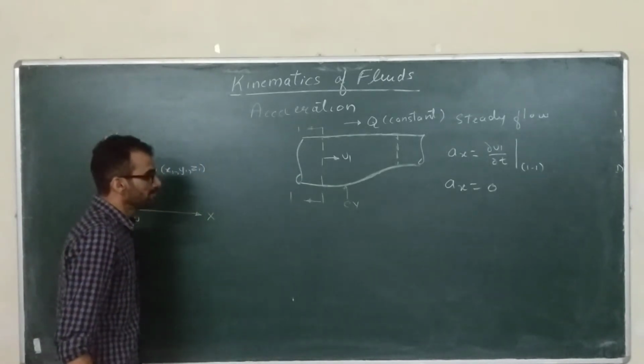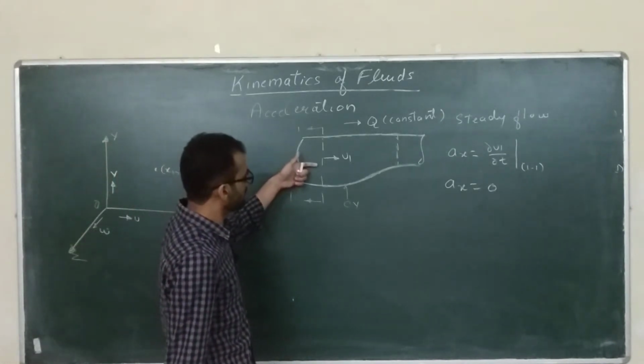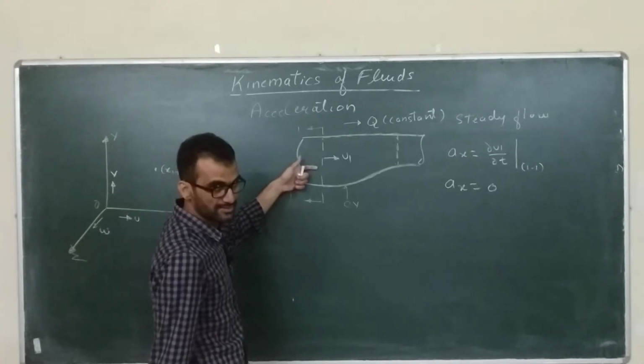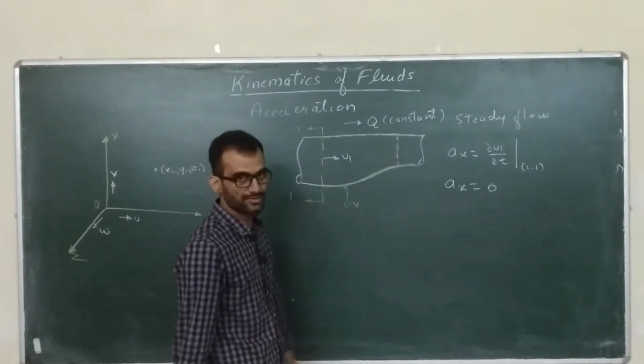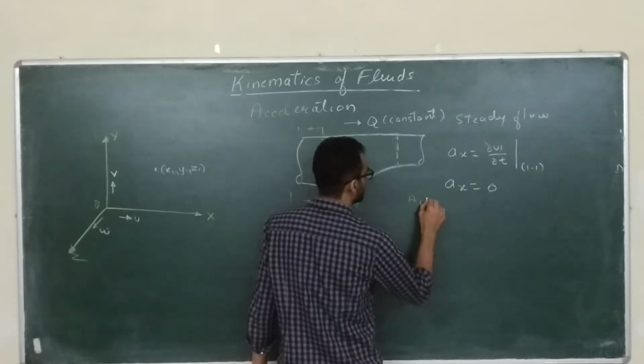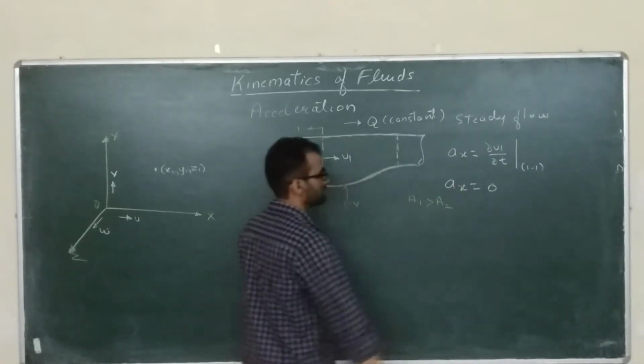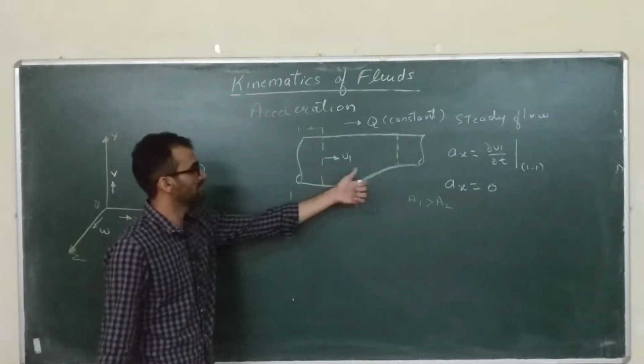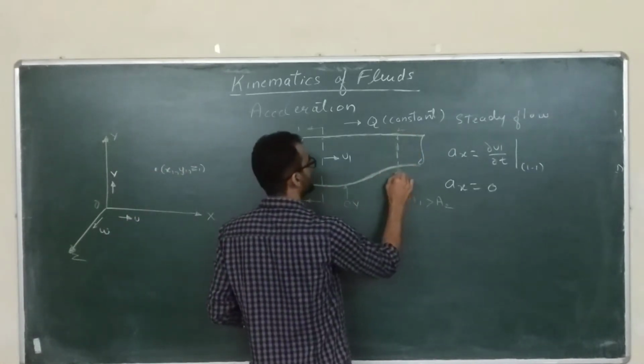Now see, here the area of flow is large, and here the area of flow is less. So A1 is greater than A2. The flow area at A1 is greater than the flow area at A2. So let's call this 2.